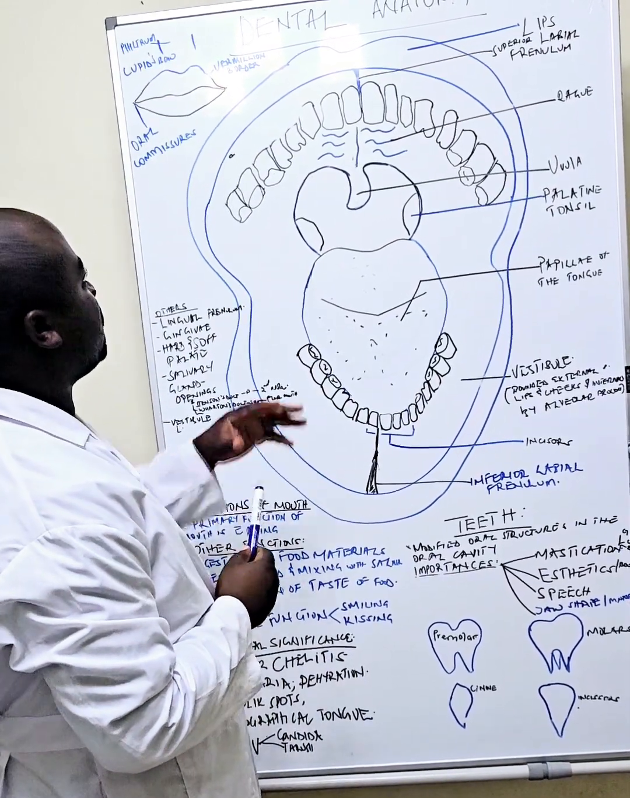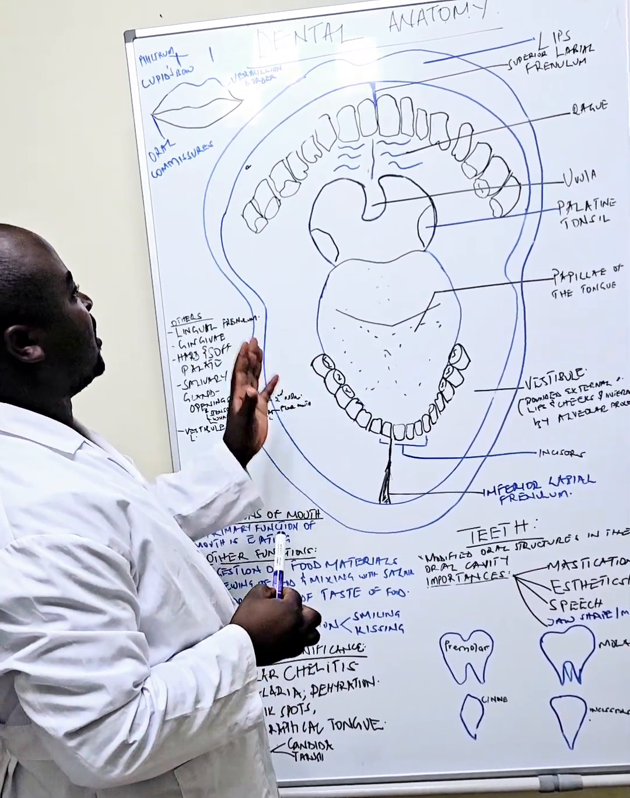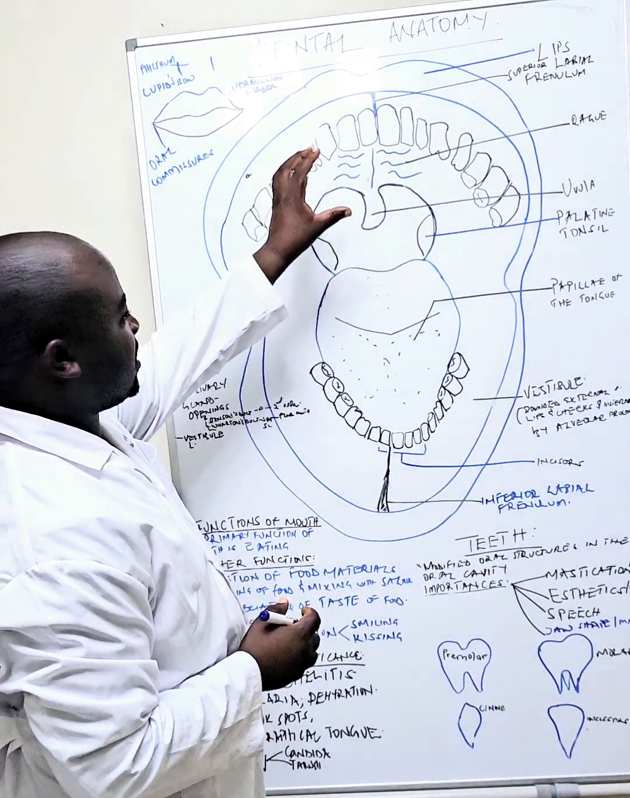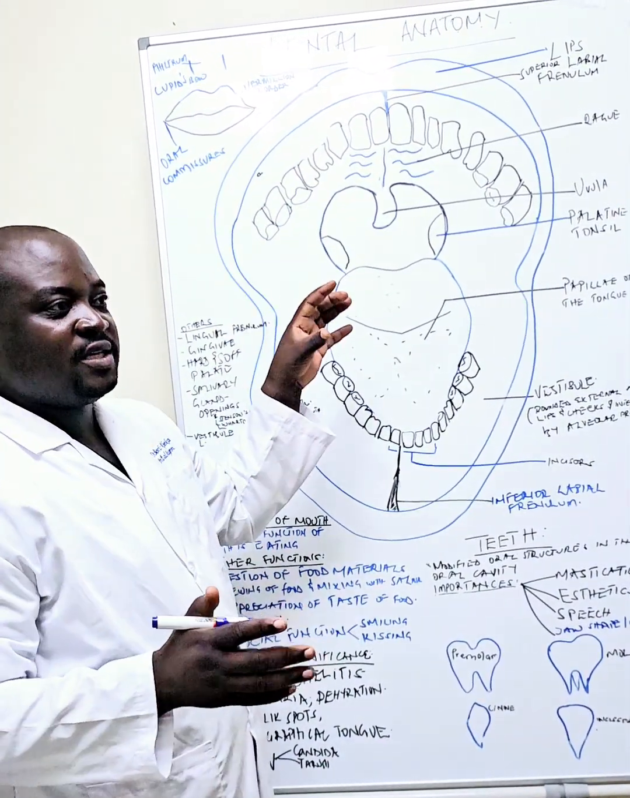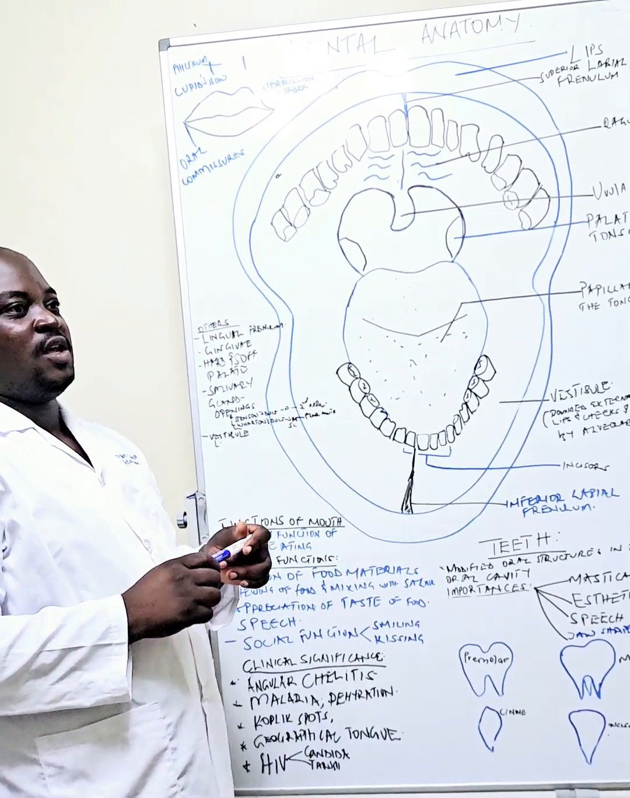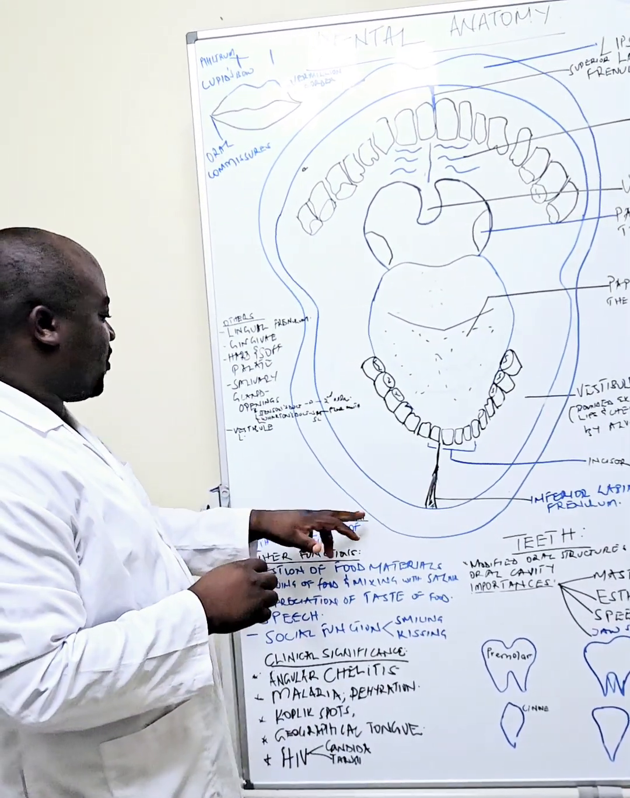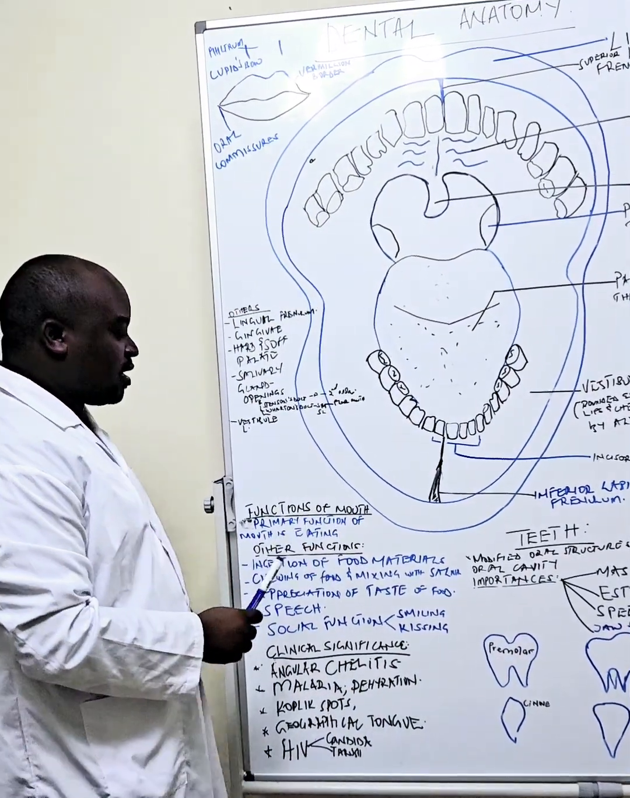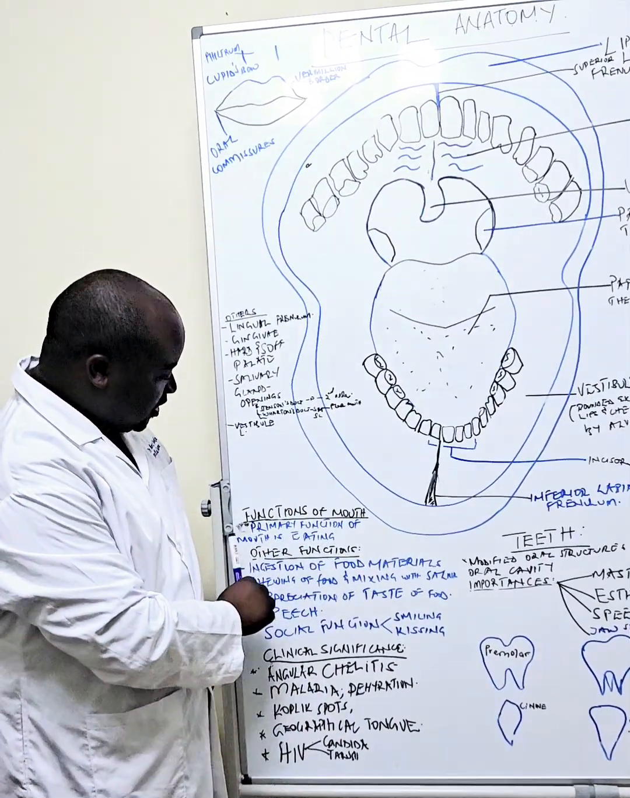The function of the oral cavity, that means the hard structures and the soft structures, all of them, they combine to make a function we are going to talk about. That is the functions of the mouth. Primarily, we are talking about the function is eating.